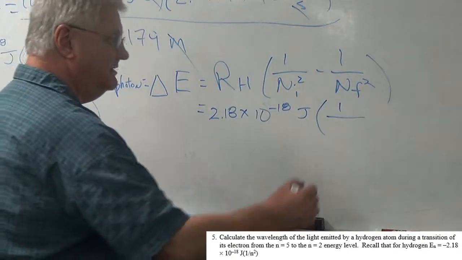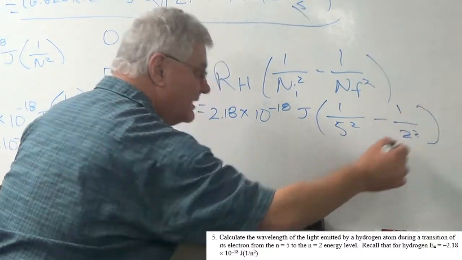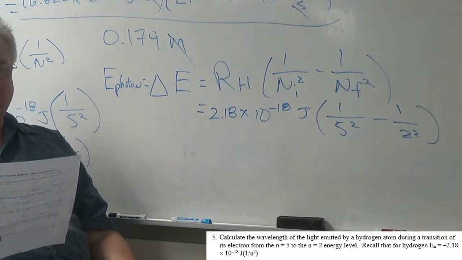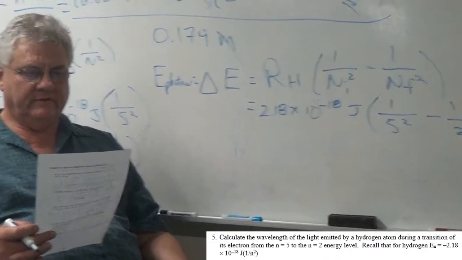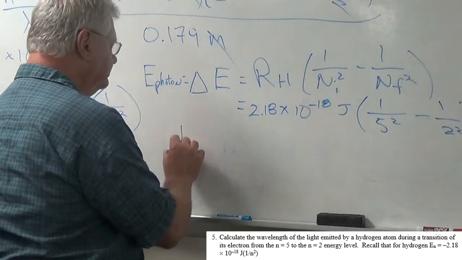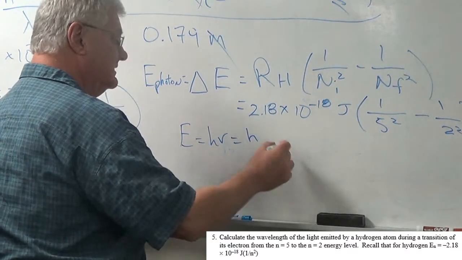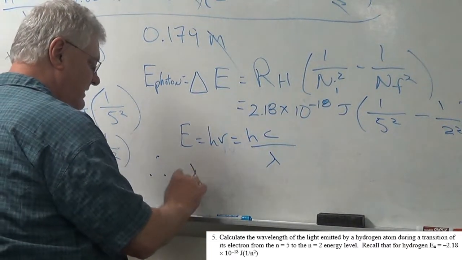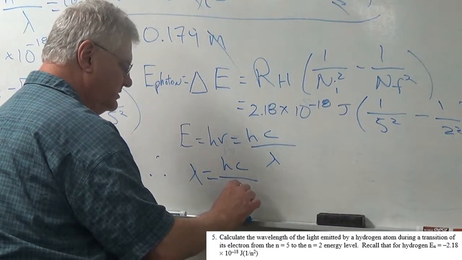It was initially in the fifth energy level. It ended up in the second energy level. Okay? Everybody see how we got this? Now this is the energy of the photon. Well, that's the energy, but that's not what the problem's asking. Once we have the energy of the photon, what do we have to figure out? The wavelength. Well, the energy of a photon is equal to Planck's constant times the frequency, or Planck's constant times the speed of light divided by the wavelength. Therefore, the wavelength is going to equal Planck's constant times the speed of light divided by the energy of the photon.